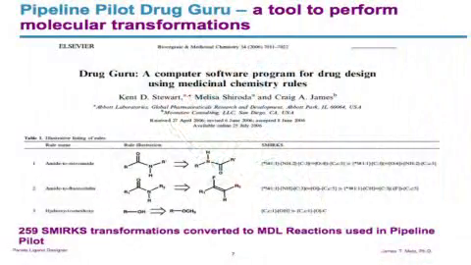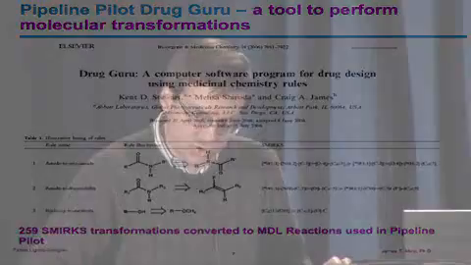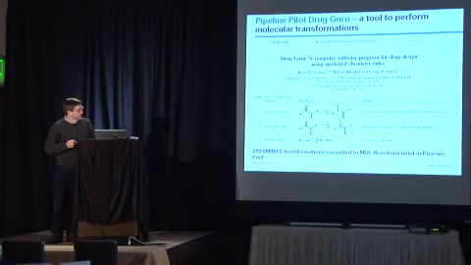So what I've done is basically stolen his set of SMERCs, and there were 259 in his original work. He's since supplemented that list, and I converted those to MDL reaction files, and I will show you a component in Pipeline Pilot that can easily read those reaction transformations, and that's the engine that will drive the creation of new matter in the optimization process.